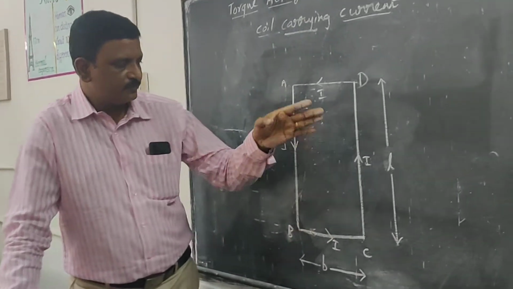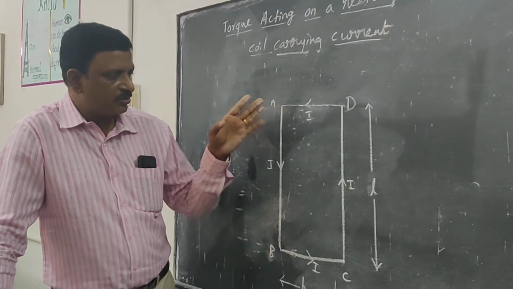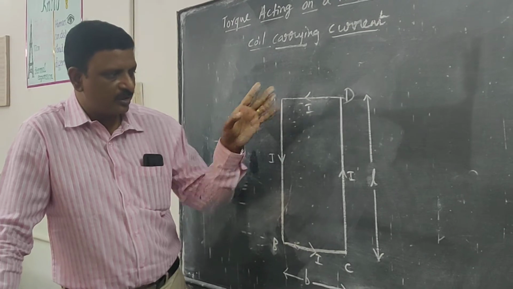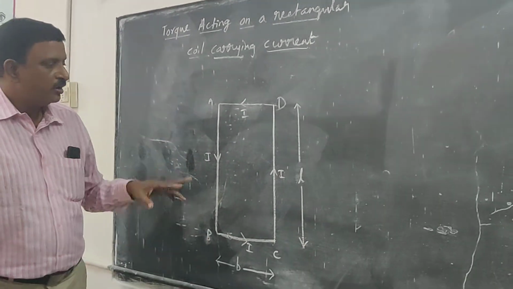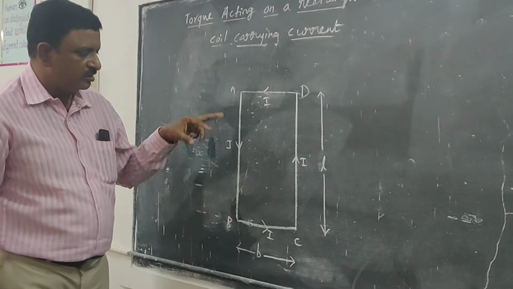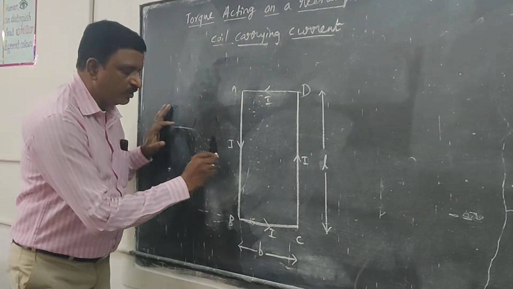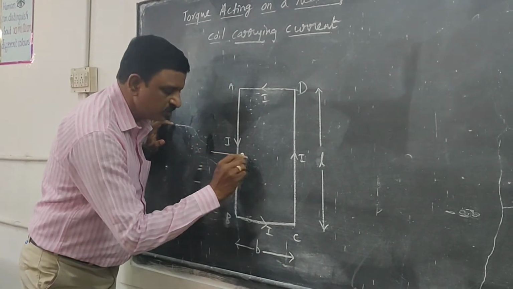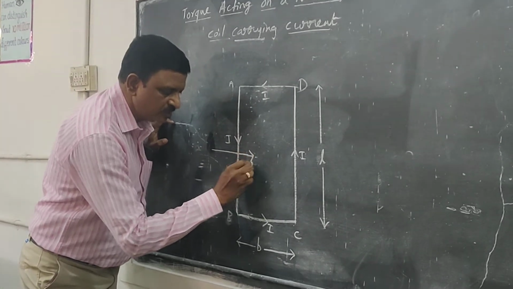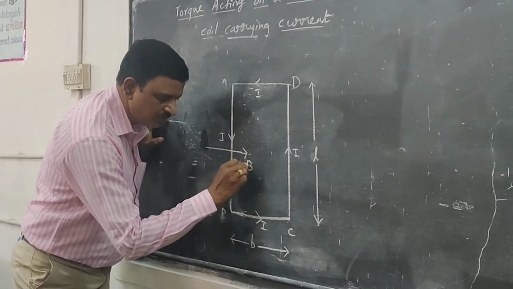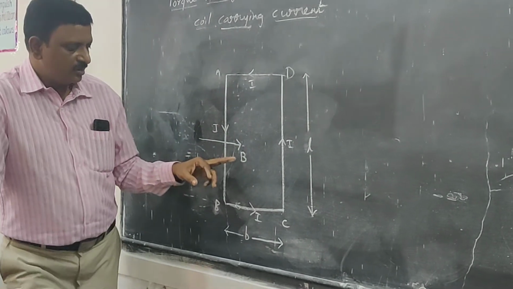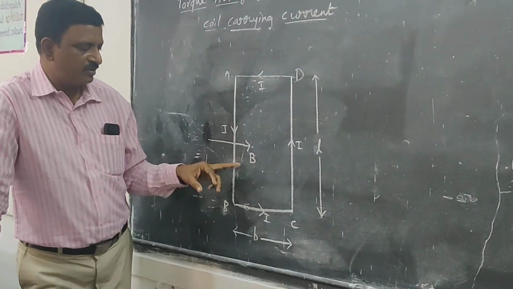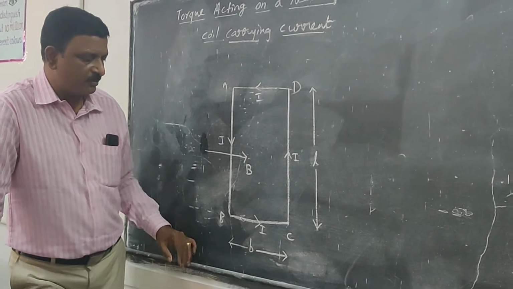Now the current is anti-clockwise, A, B, C, D. The direction of the current is correct. Now this rectangular coil is going to be kept in a uniform magnetic field. That magnetic field is going to be represented by capital B. In the previous class itself I told that the magnetic field is always represented by letter capital B.